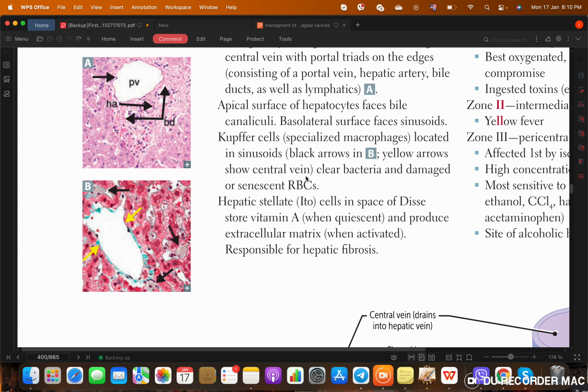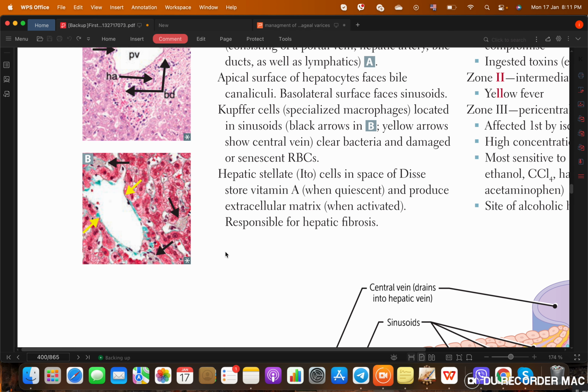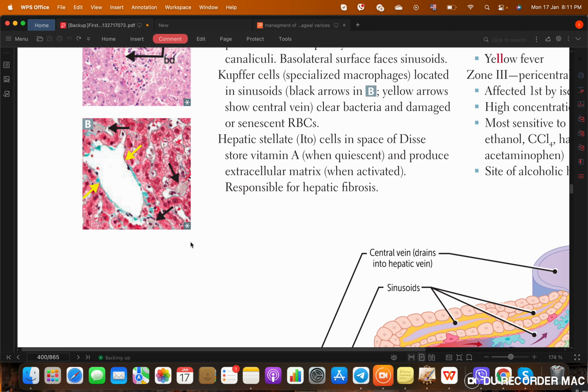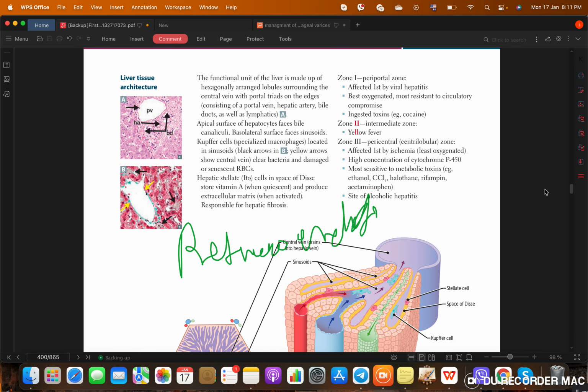So, the function of the Kupffer cells is to clear the bacteria out and damaged RBCs. For example, if we have an RBC that is damaged, we need to clear it out. We say we clear it out at the reticuloendothelial system. What does that mean? Reticuloendothelial system is a fancy way of saying macrophages, which are located in the spleen and in the liver. Okay?